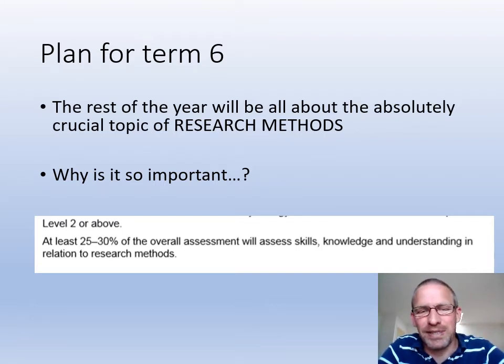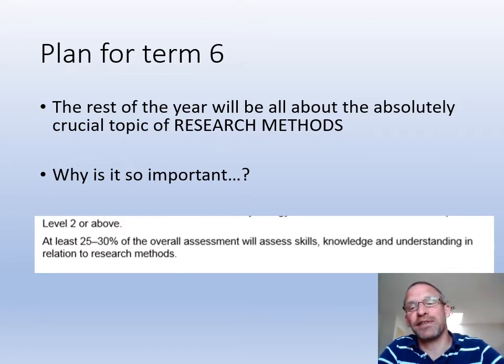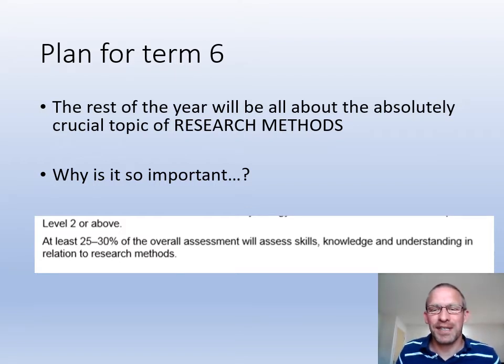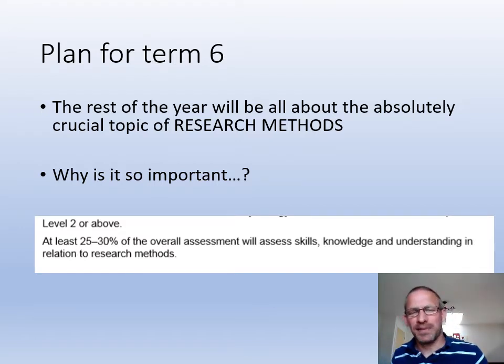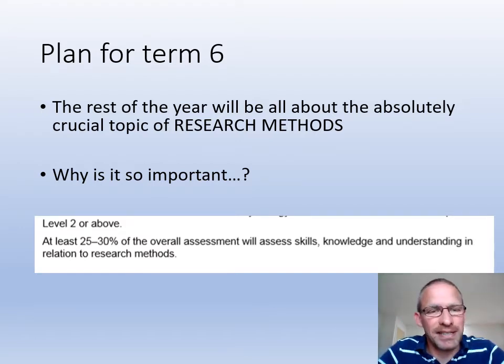As you can see here from the spec, 25 to 30% of your overall mark is from research methods. Say attachment or social influence, one of those topics would be about 8%, I think. So this obliterates everything. It's crucial. It's half of paper 2, but it comes up everywhere. Paper 1, paper 3, loads of research methods. So it is important. That's why we've been doing it.